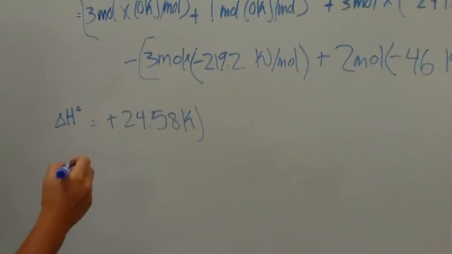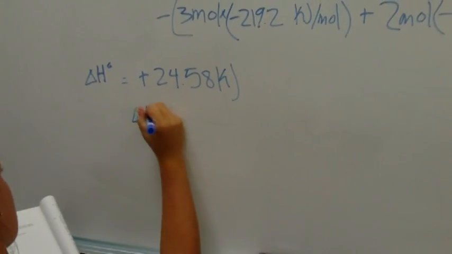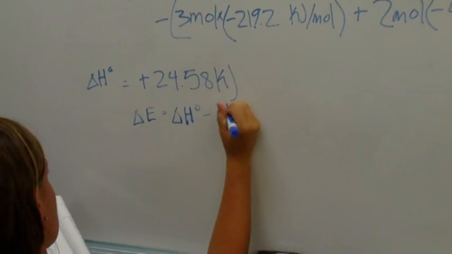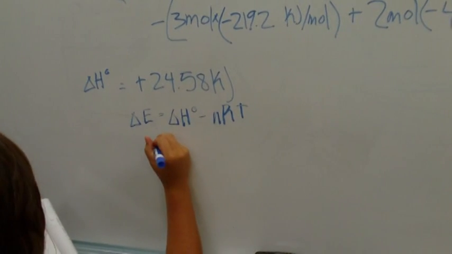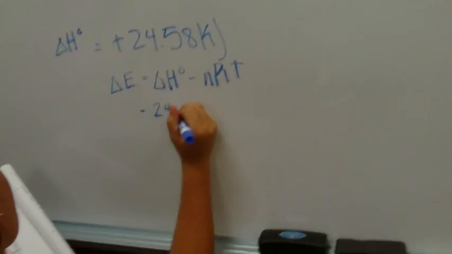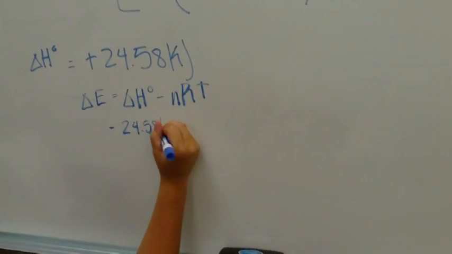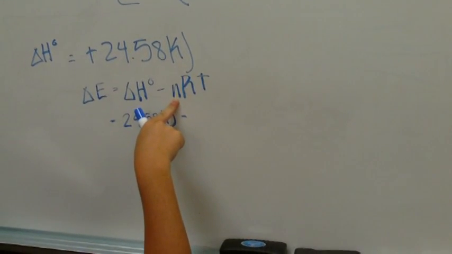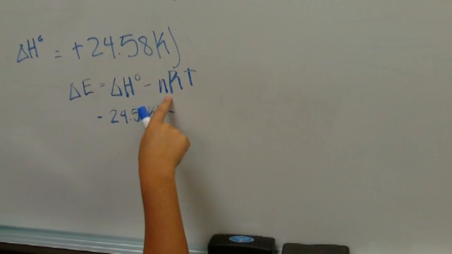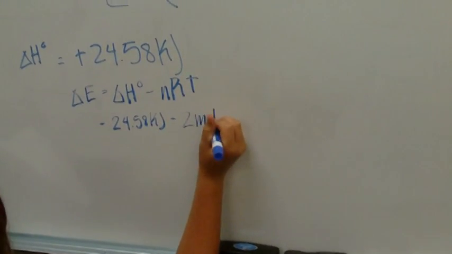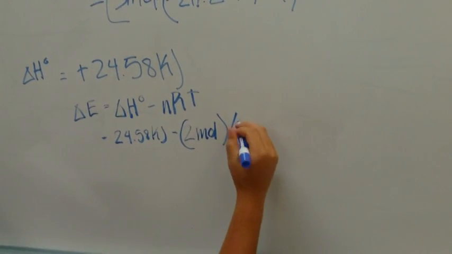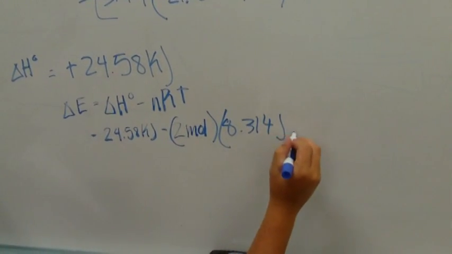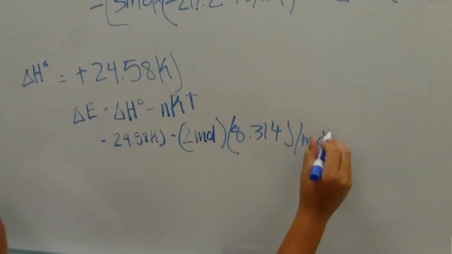And we're going to use this equation. You can find this in your book. Delta E is equal to delta H minus nRT. So delta H, 24.58 kilojoules, minus n, which stands for the change in number of moles of gas. So 2 moles. Ours is standard, R is 8.314 joules per mole times Kelvin.